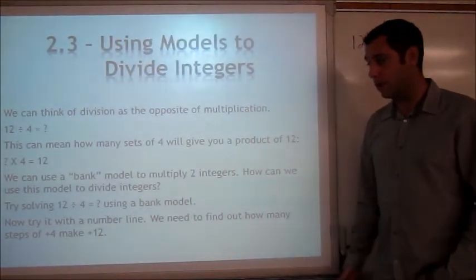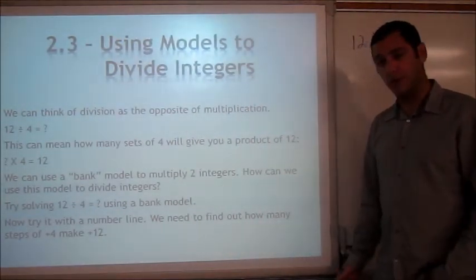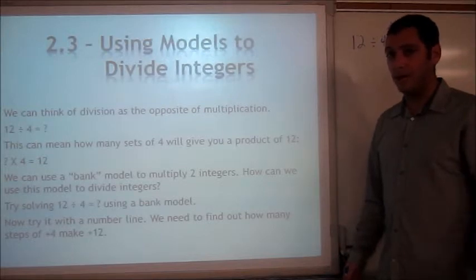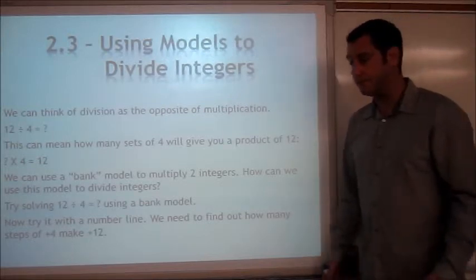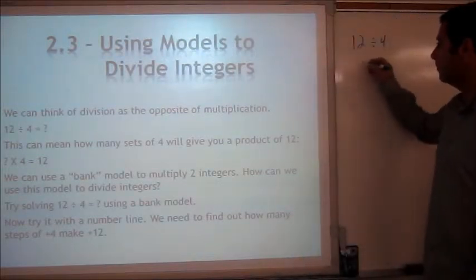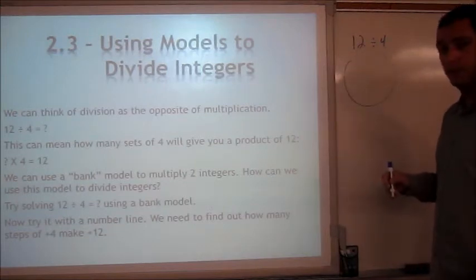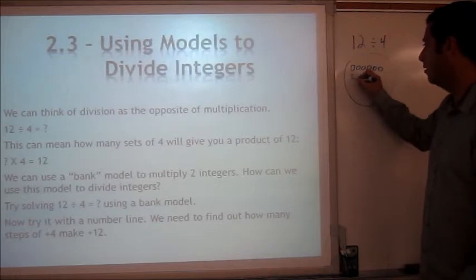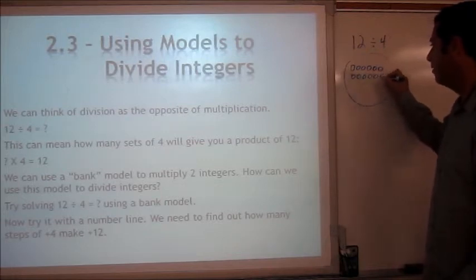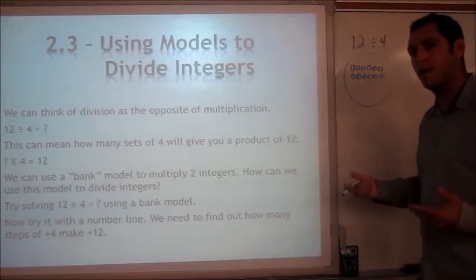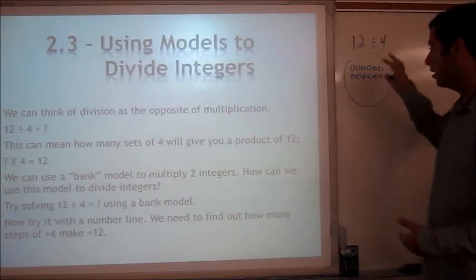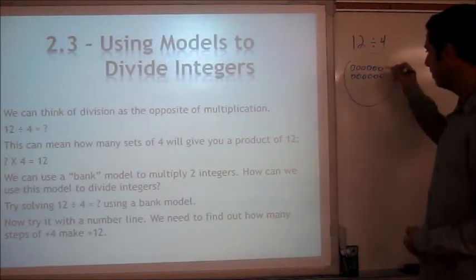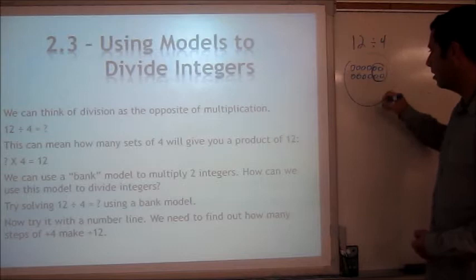We can use a bank model to multiply two integers. How can we use a bank model to divide two integers? Well, let's take that same problem. We'll use a bank model. Let's put 12 counters into the bank. And now we want to know how many groups of 4 counters are in this bank. So we'll just have to start grouping them off into groups of 4.